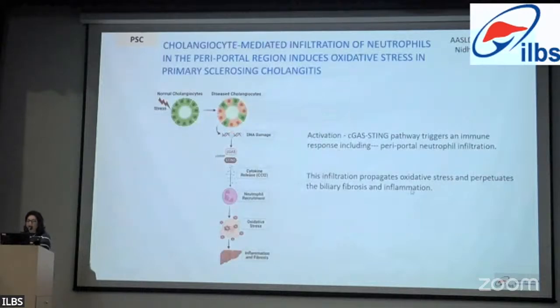And a recent abstract by Nidhi from Mayo Clinic in AASLD 2025 identified that whenever there is a trigger of cholangiocytes through stress or other reasons, the etiology we do not know yet, this stress actually leads to more DNA damage, which releases the cGAS-STING pathway, which recruits more neutrophils and leads to oxidative stress, inflammation and fibrosis. This infiltration actually propagates the oxidative stress and perpetuates the biliary fibrosis and inflammation. So the cGAS-STING pathway is also one of the identifying features of PSC.